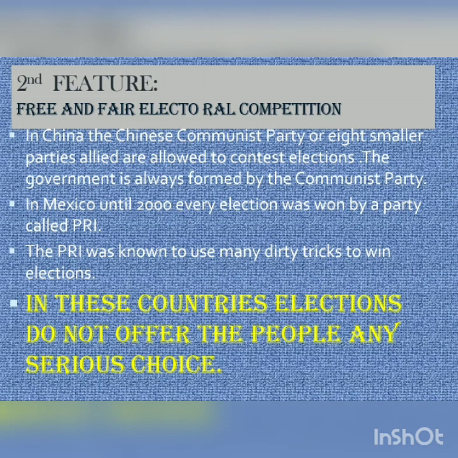In Mexico, till the year 2000, all elections were won by a political party by the name of PRI. PRI wins elections, but it is known for using dirty tricks to win these elections. This political party forces people to vote for them. Teachers are forced to tell the parents of their students to vote for the PRI.